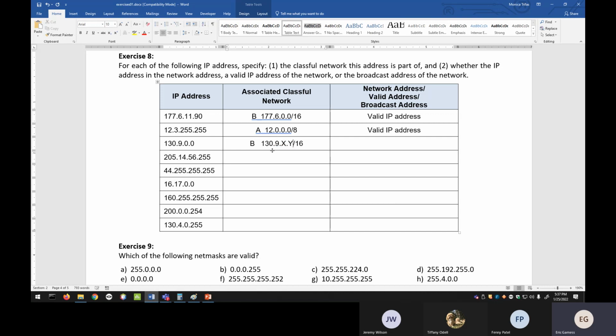Now, the X and the Y, if I want the network address, it has to be the very first IP address. How do I get the very first IP address? What should I do with X and Y? 0. So it belongs to this network. So the IP address that you gave me here, is it a valid IP address? If it is not a valid IP address, it can be either the network address or the broadcast address. So what is it? The network address. Correct. This is the network address.